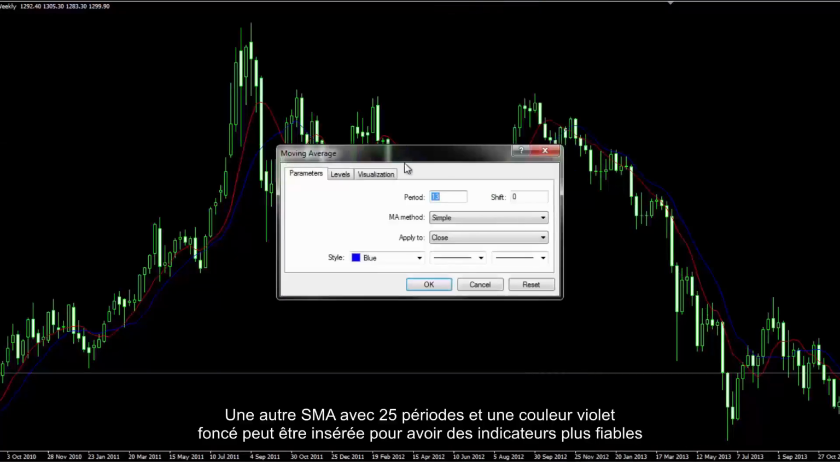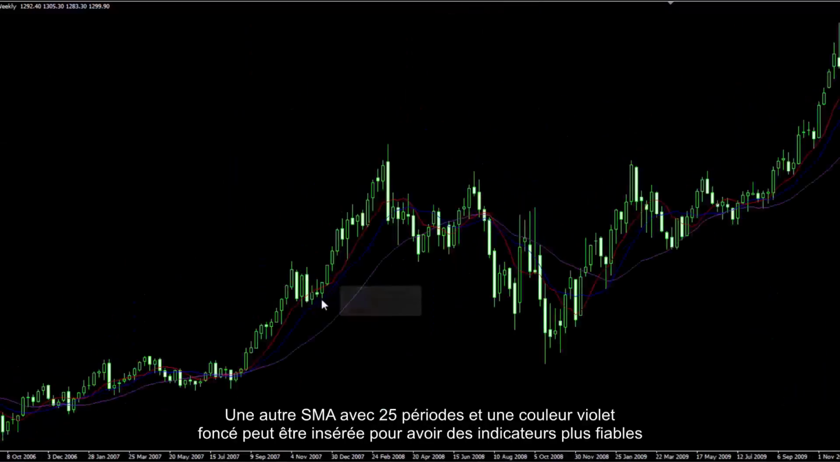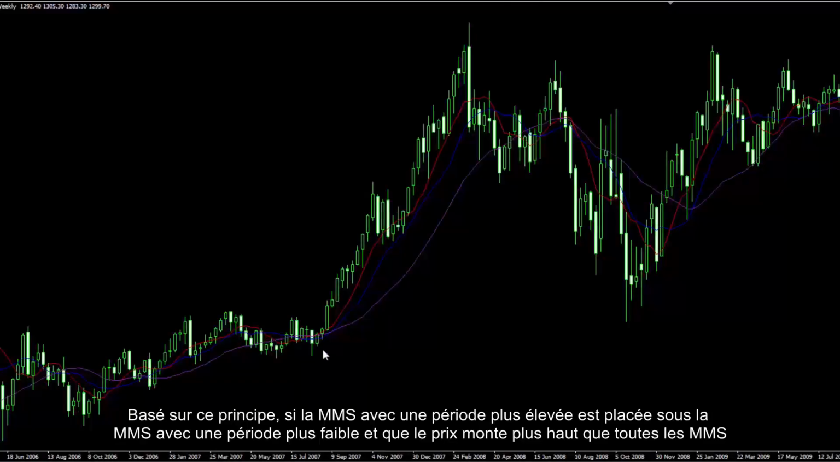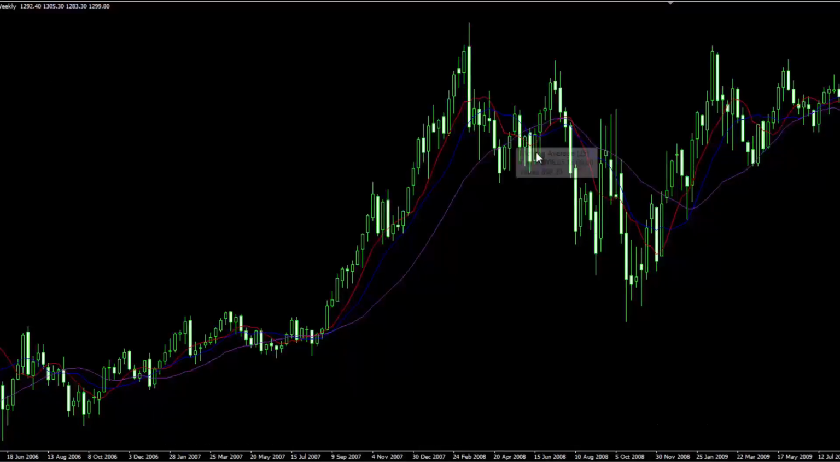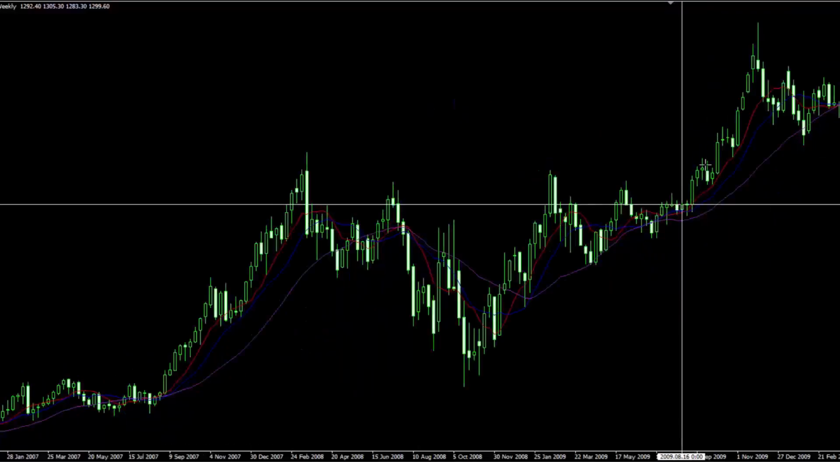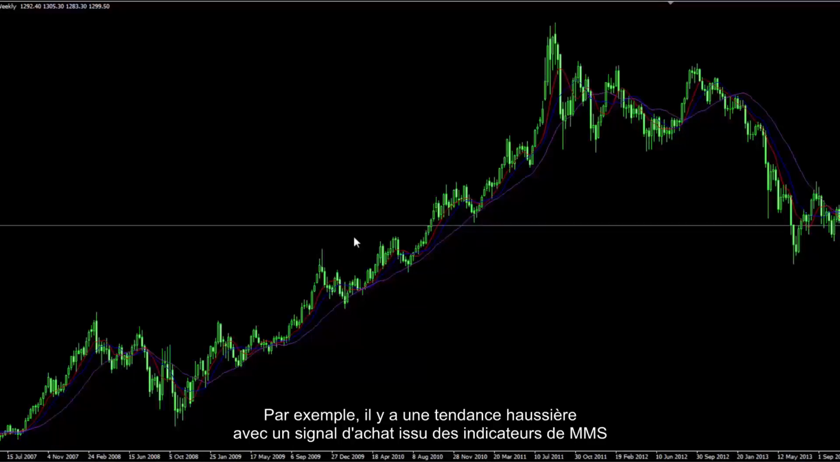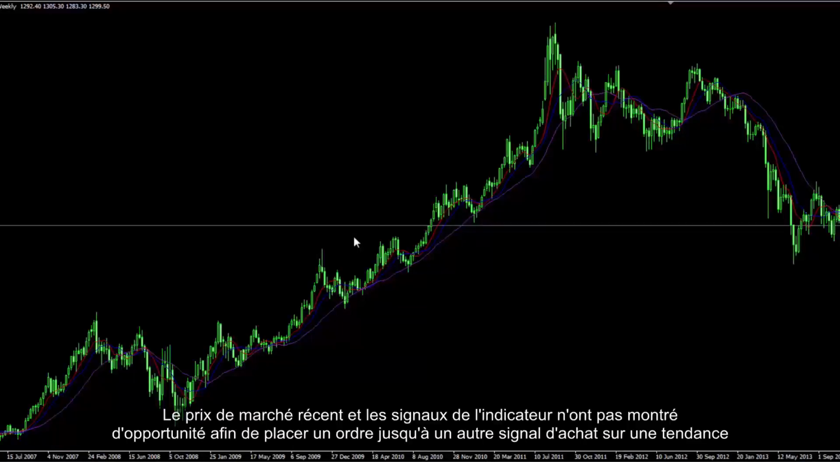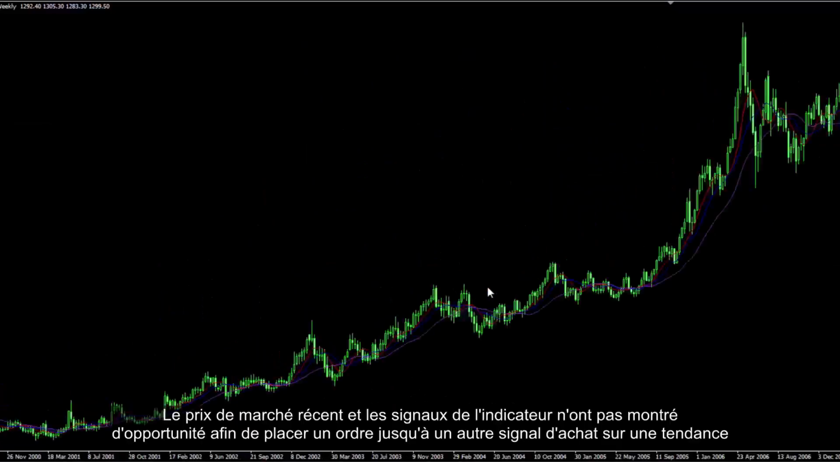Another SMA with 25 periods and dark orchid color can be inserted for more trustworthy indicators. Based on the principle, if an SMA with a higher period is placed under an SMA with a lower period, and the price moves higher than all SMAs, then there would be a good place to order a buy trade. For instance, there is an upward trend with a buy signal from the SMA indicators. Later, market price and indicator signals did not show any opportunity to place an order until another buy signal on an uptrend.